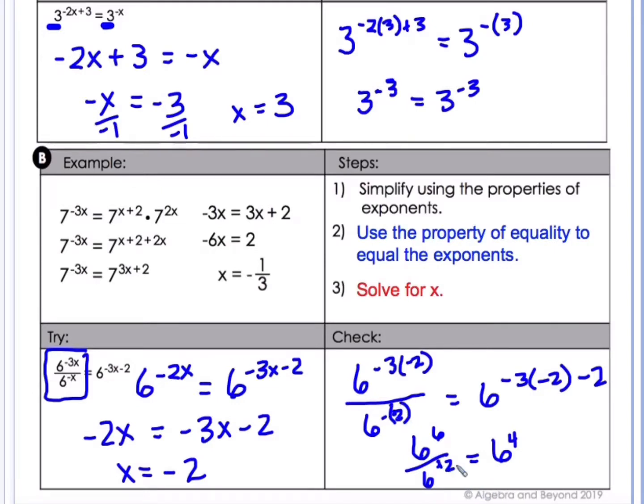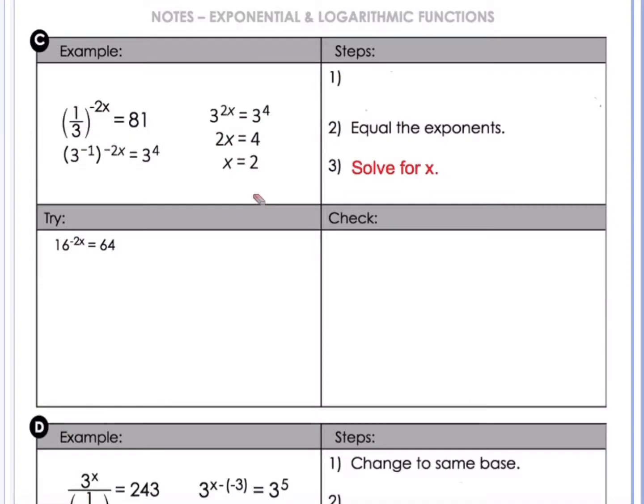So that'll make that positive. And you can see we'll subtract and we'll get 6 to the 4th does equal 6 to the 4th. Okay, let's go to the next page and look at example C. All right, let's look at example C.